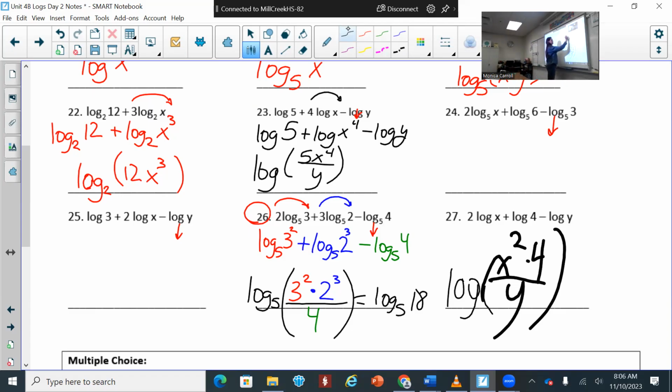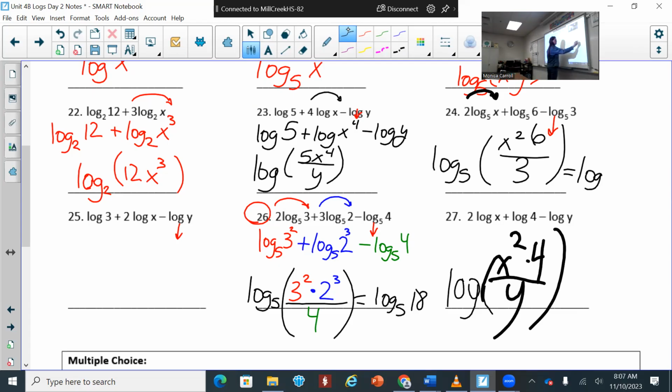Okay, so we're going to take our coefficients and make them exponents. That goes in with that one. That's the only one we have. I have one to move. We're going to get log base 5 of x squared. I've got a 6 up there as well, and on the bottom, I have the 3. This one can be simplified. 6 over 3 is 2. So this is the same as log base 5 of 2x squared.